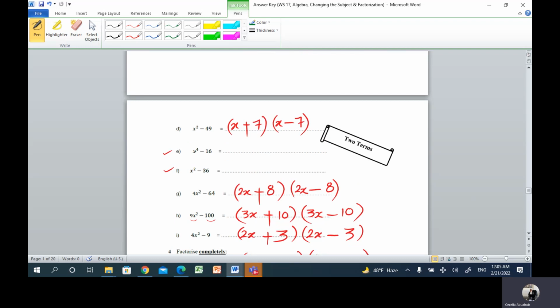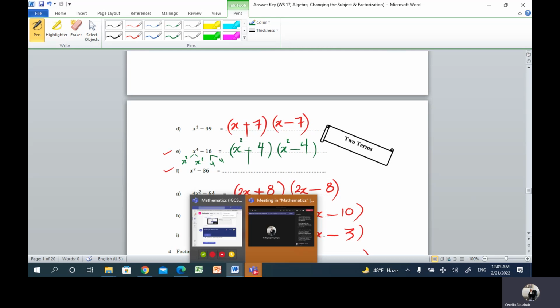Here, x to the power of 4 minus 16. This is a squared expression, because it is basically x squared times x squared, and the 16 is a squared number because it's 4 times 4. So we open 2 brackets, one will carry the positive sign and the other one will carry the negative sign. Here it will be x squared and x squared, 4 and 4, and it is factorized.